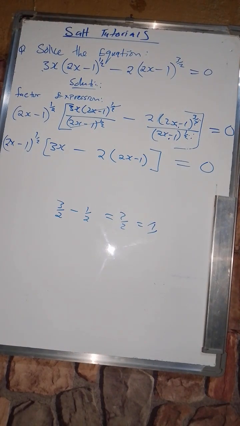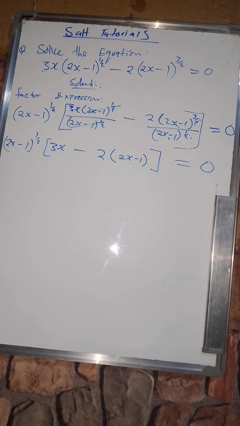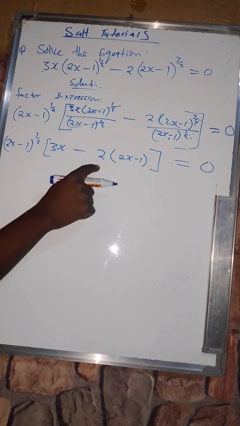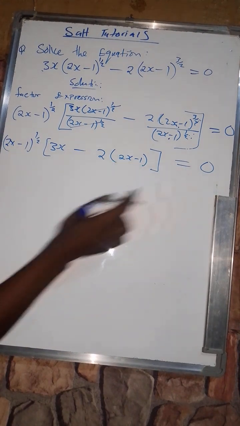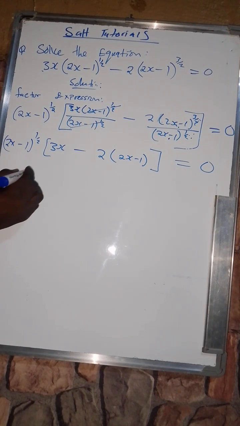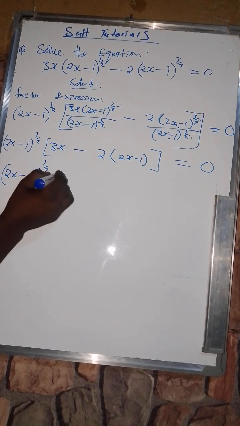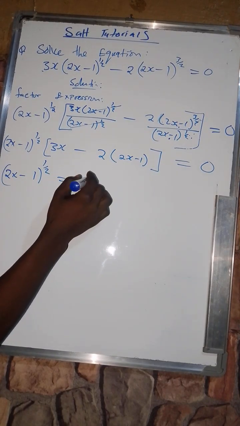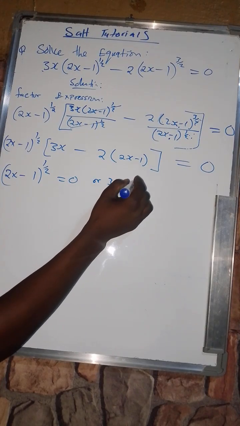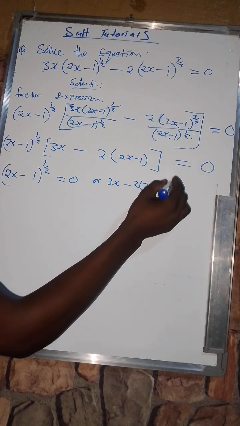Are we okay? And then from there, let's simplify things. What is happening here? These factors are equal to 0. Remember how we solve quadratic factors? If we have a quadratic factor equal to 0, what happens? We equate each factor to what? To 0. This is the same information. So I'm going to equate each factor to 0. The first factor is (2x minus 1) to the power 1 over 2 equal to 0. And the other one is this factor, 3x minus (2x minus 1) equal to 0.